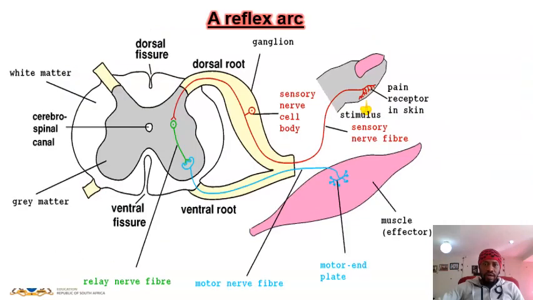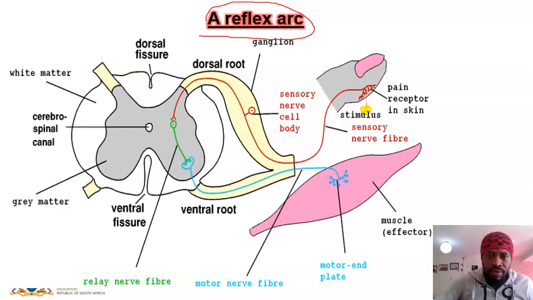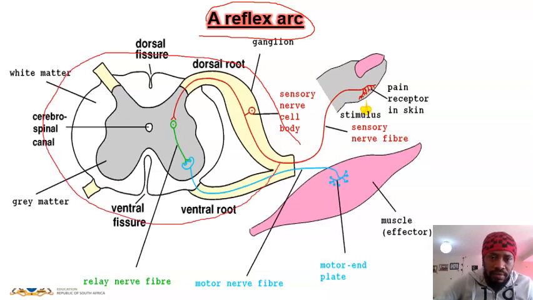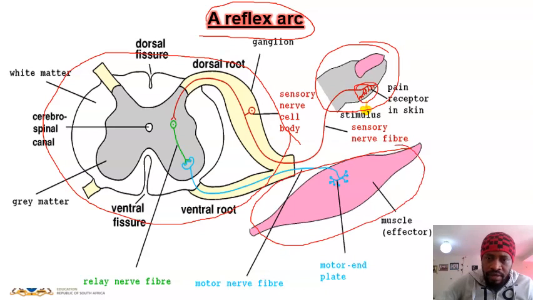This is how our reflex arc will look like. In this diagram here, you should be able to identify a cross section of the spinal cord, a finger with a pain receptor that we have here, a muscle which will act as our effector. So we have a cross section of the spinal cord, finger, pain receptor, and muscle, our effector.